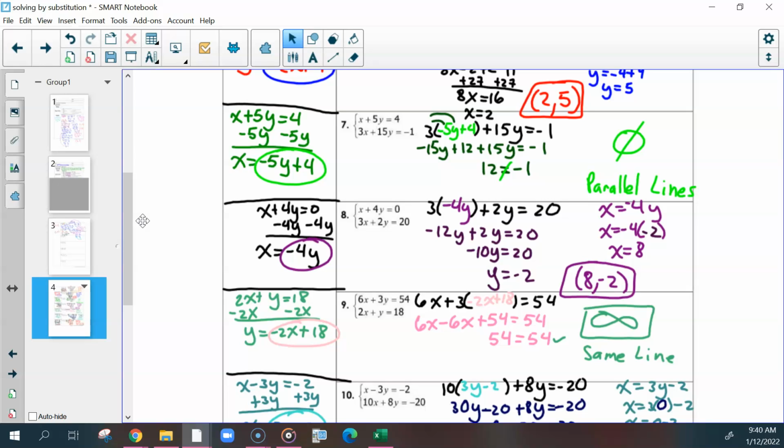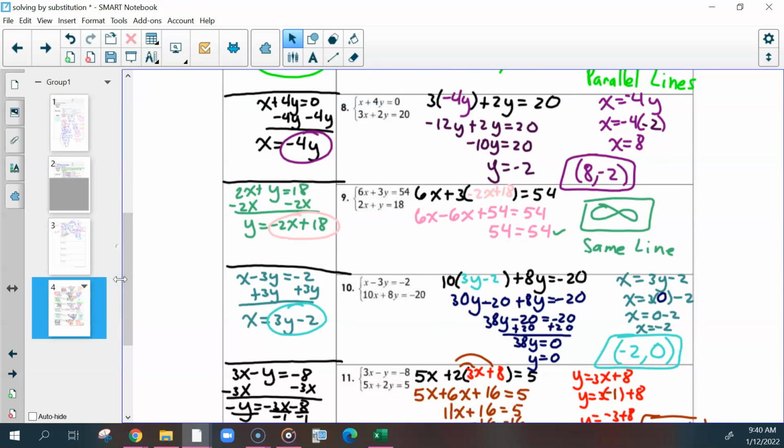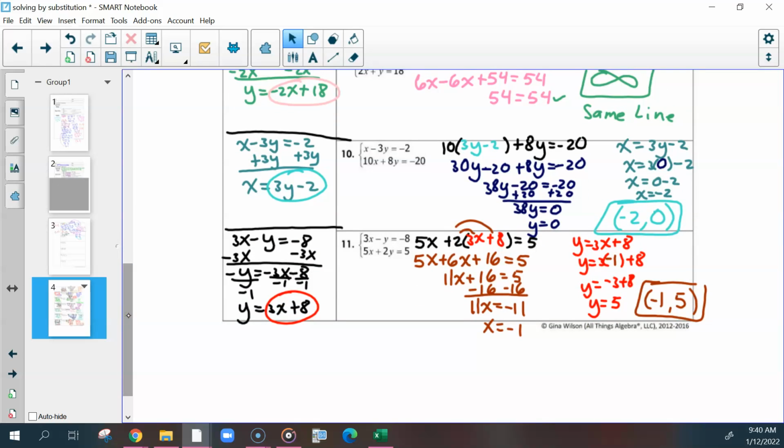For 9, those should have been infinitely many solutions because they ended up being the same line. So had you solved both of these, you would have solved that they were exactly the same. 10 was negative 2, 0. And 11 was negative 1, 5.